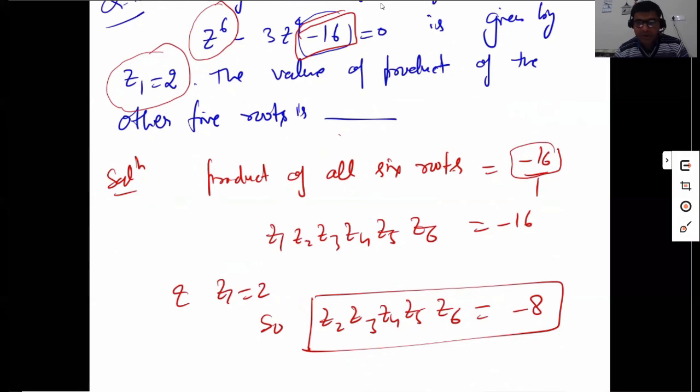Had it been an odd degree polynomial, then we would have to write the product of the roots as minus c by a instead of c by a. So we put a minus in that case, but in this particular case, this is an even degree polynomial, so the product is, pretty much like a quadratic equation, c by a. So understand it well. Thank you so much.